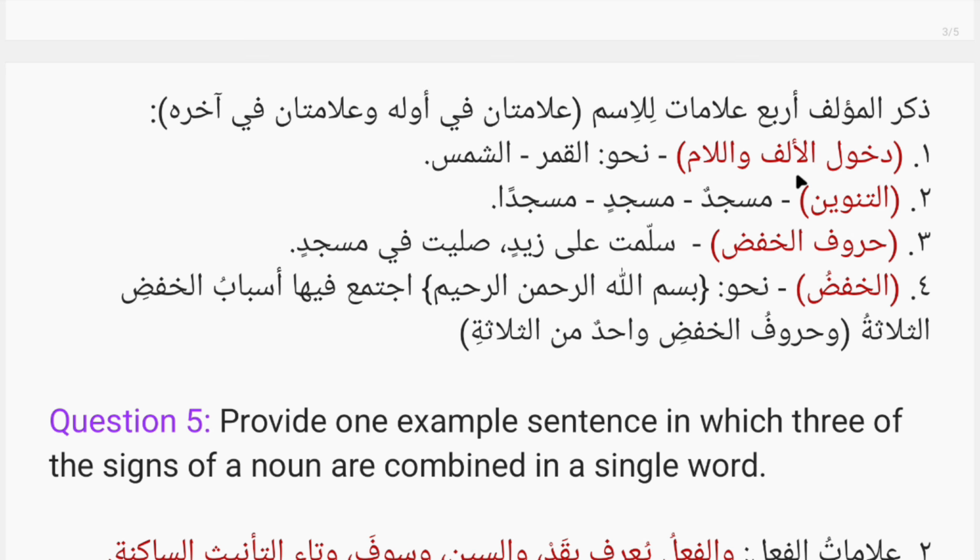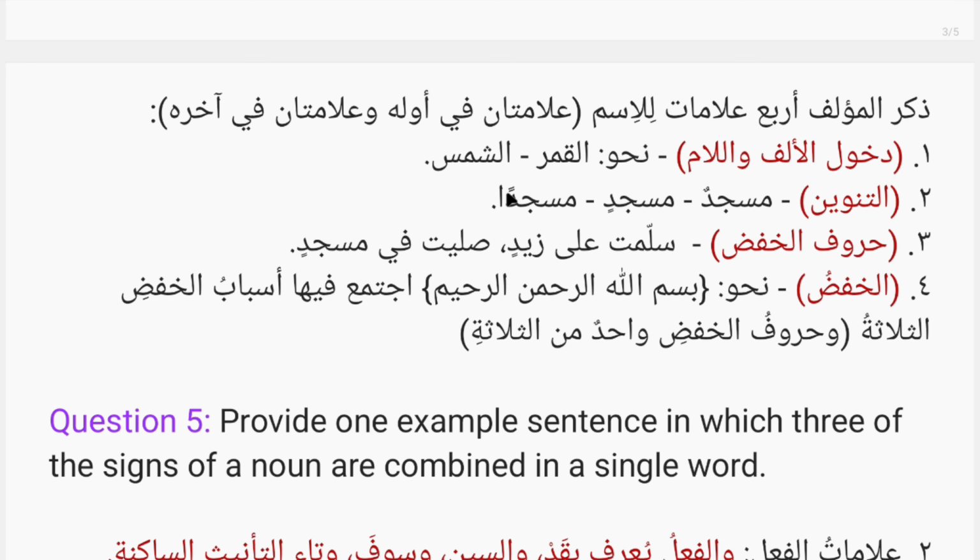The first one that he mentioned, dukhul al-alif wal-lam, the definite article al. Example, al-qamar ash-shams. So I know al-qamar, the word qamarun is a noun because it has al affixed to it. I know shams is a noun because it has al affixed to it. And this is a sign that is prefixed. It comes before the word.